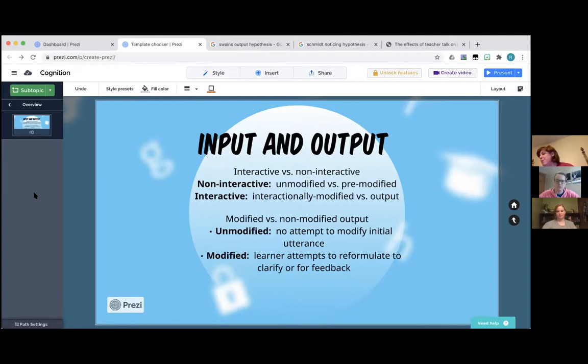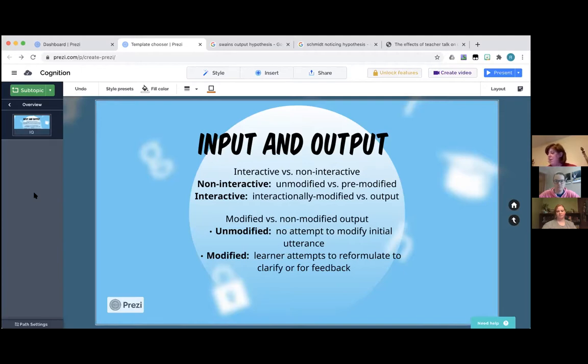And with non-interactive, unmodified versus pre-modified, in pre-modified, the text is modified in some way, either to make it more descriptive or simpler. And interactive is interactionally modified versus output, where interactionally modified is simplified through the process of interaction. That is when learners signal their failure to comprehend. And that goes back to kind of a negotiation of meaning.